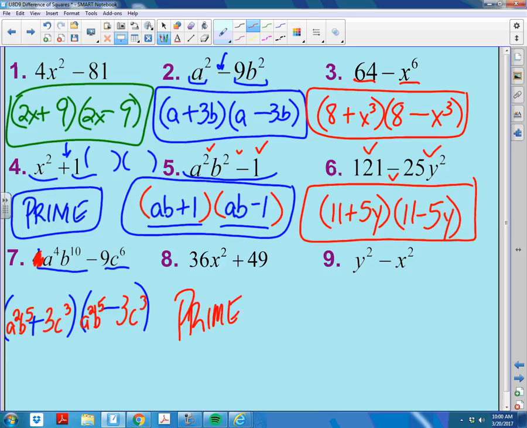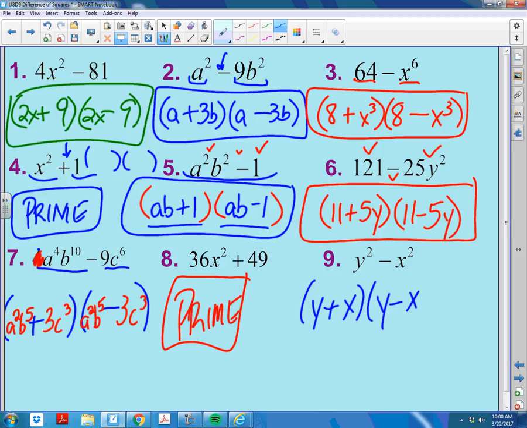Prime, because it is not the difference of two perfect squares, it is the sum of two perfect squares, and that is no bueno. 9, y minus x. I actually wrote plus x. Y plus x. Ooh, that was pretty skilled right there.